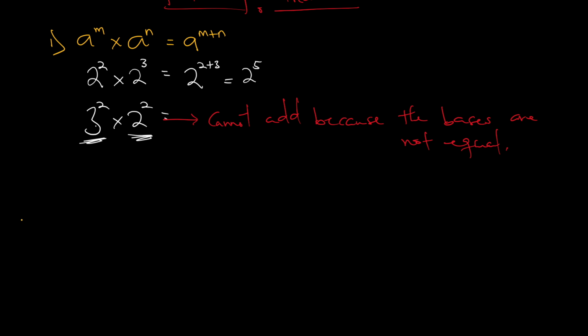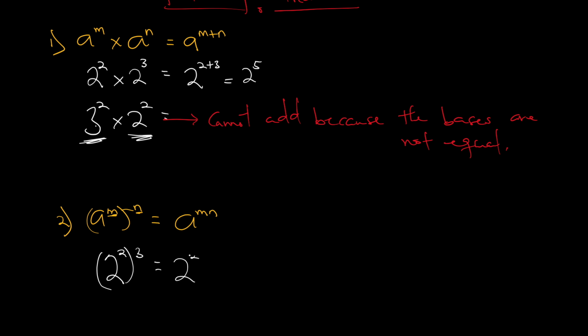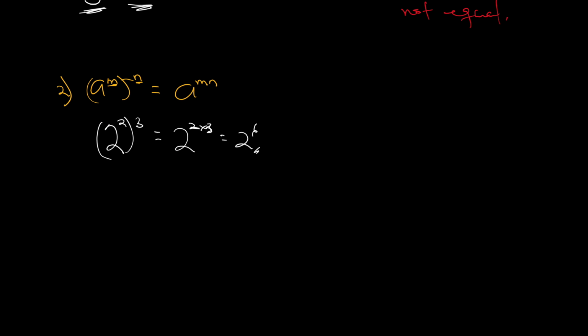Moving on to rule 2. a raised to the power m, all raised to the power n, is equal to a raised to the power m times n, which means that m multiplies n. So if we have 2 raised to the power 2, all raised to the power 3, this is the same as 2 raised to the power 2 times 3. And this is equal to 2 raised to the power 6. So that is it for rule 2.